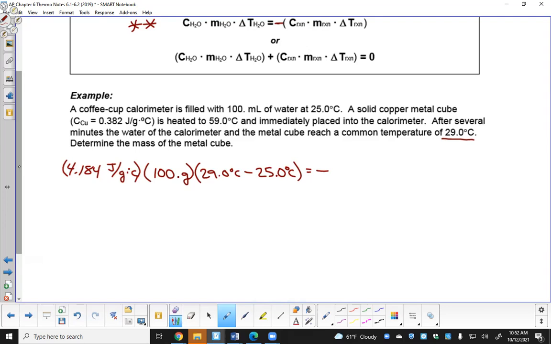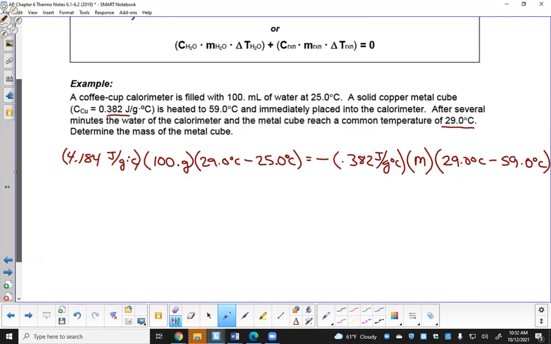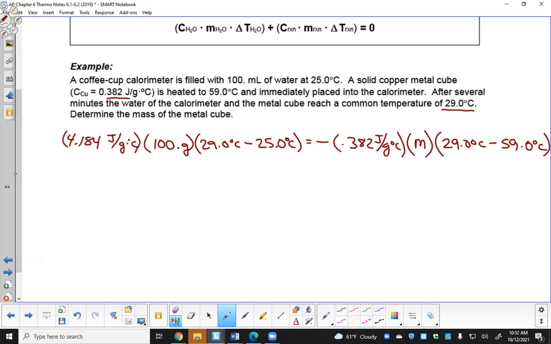Then that's equal to, don't forget the negative sign, the specific heat of the copper, 0.3 degrees Celsius. We're solving for the mass of the copper. Temperature of the copper ends at 29 degrees Celsius, but it means the temperature initial was 59 degrees Celsius. So with all that in there, it's just a matter of multiplying, dividing, subtracting. Mass comes out to be 146 grams of copper.